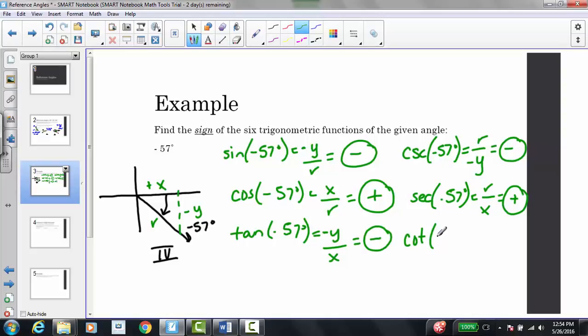And finally, we have cotangent of negative 57 degrees. Cotangent is the reciprocal to tangent, so we have x over negative y, and that's going to leave me with a negative answer. So as you can see in the fourth quadrant, we have sine and cosecant both negative, cosine and secant both positive, and tangent and cotangent also both negative.